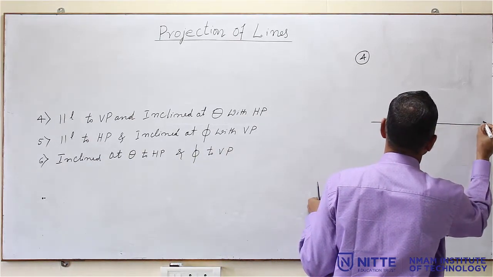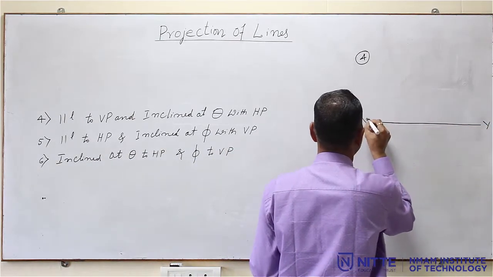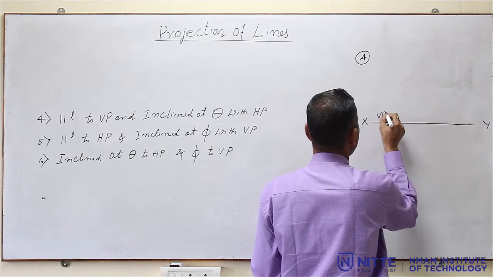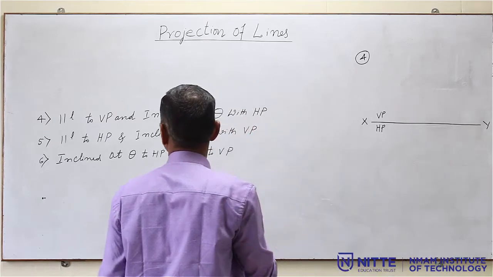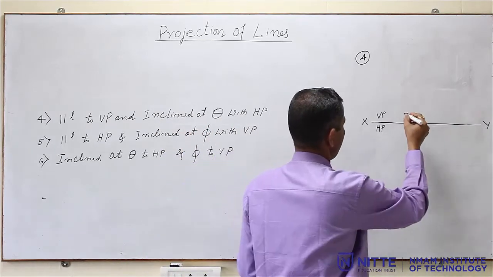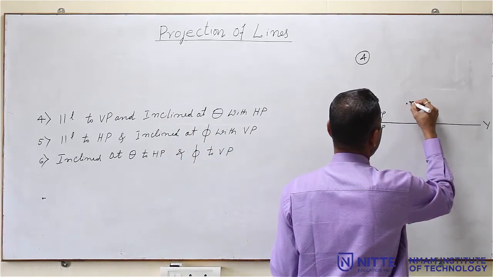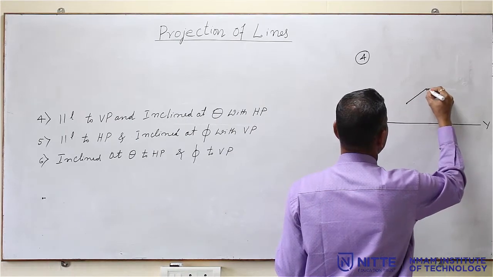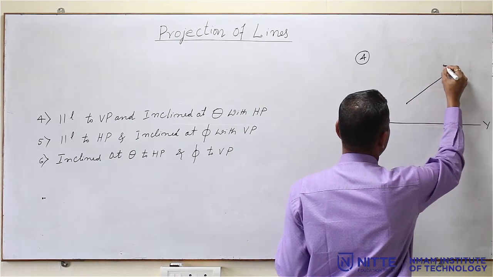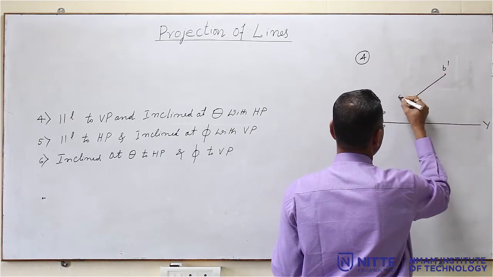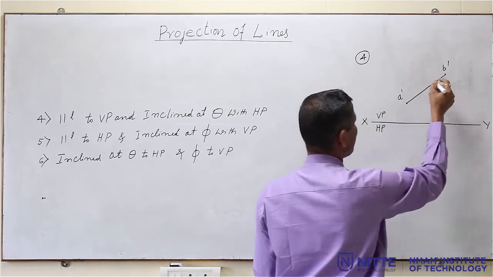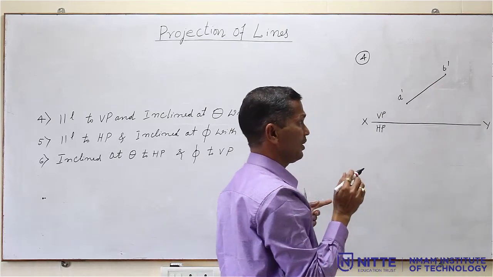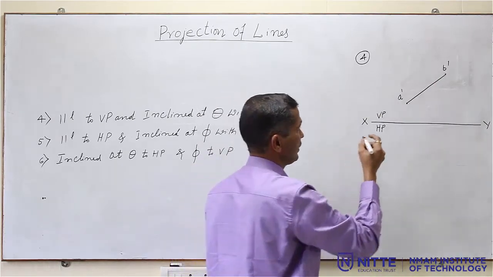So, this is the XY line, VP and HP. Then this is the point A, this is the point B dash and A dash. So, this is the front view. What is the length of this? Length of this is the actual length of the line, the true length.